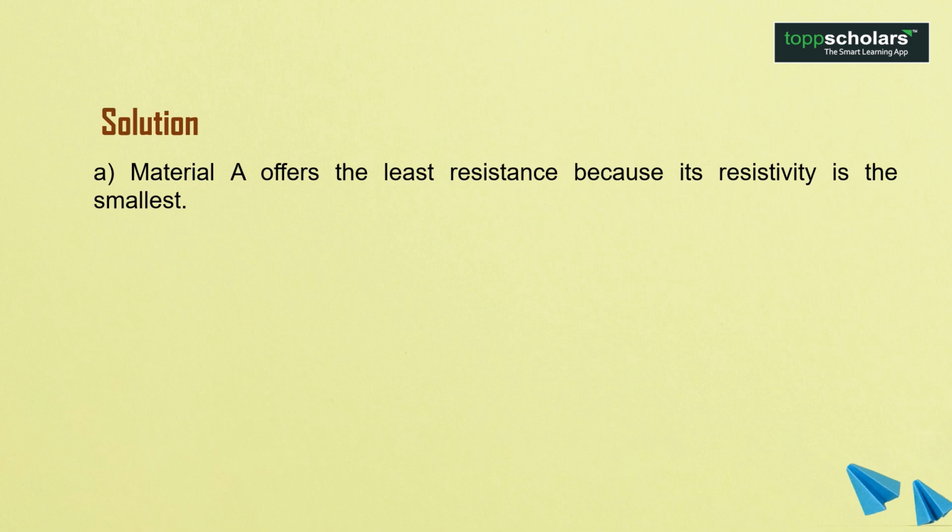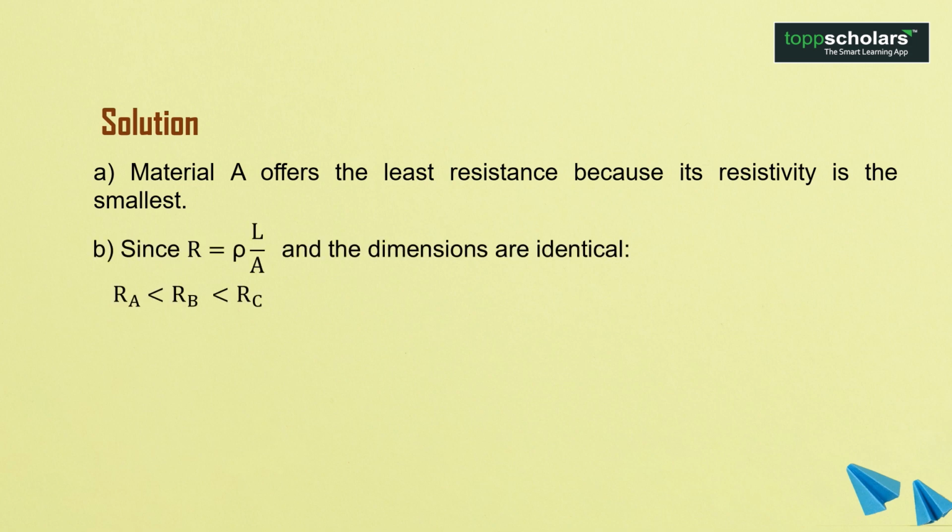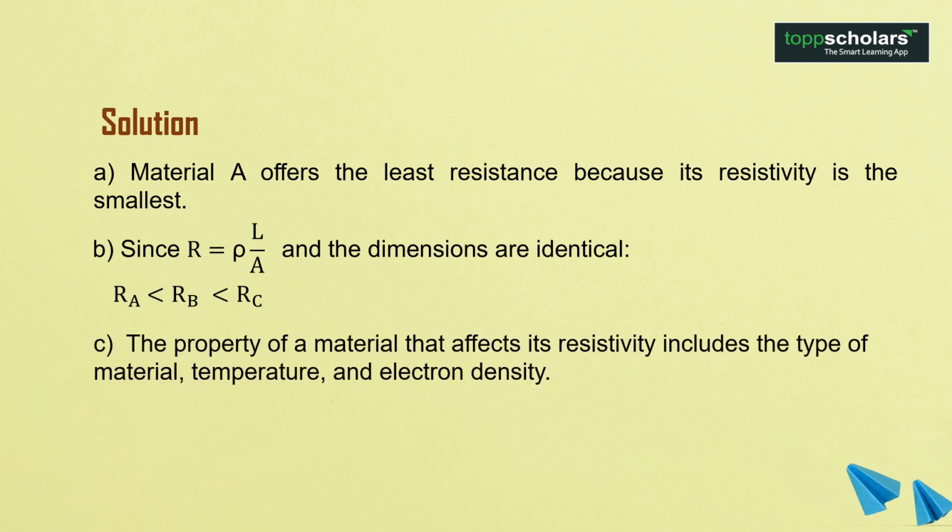Here is a solution. Material A offers the least resistance because its resistivity is the smallest. Option B. Since R is equal to rho times L by A and the dimensions are identical, we can say that the resistivity of A is less than the resistivity of B is less than the resistivity of C. Third one, the property of a material that affects its resistivity includes the type of material, temperature and electron density.